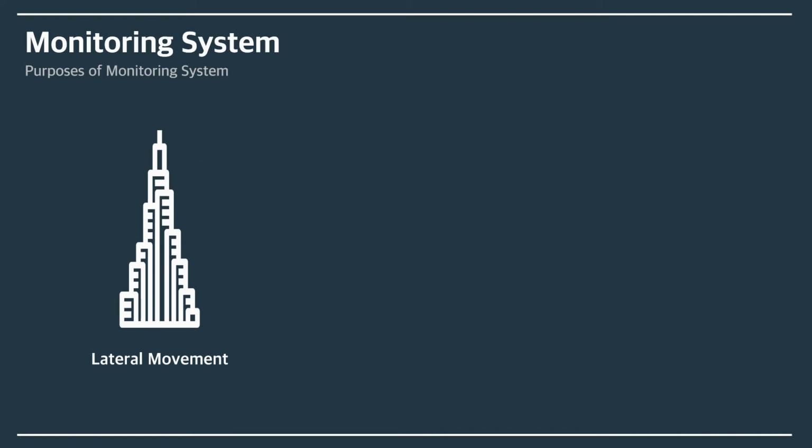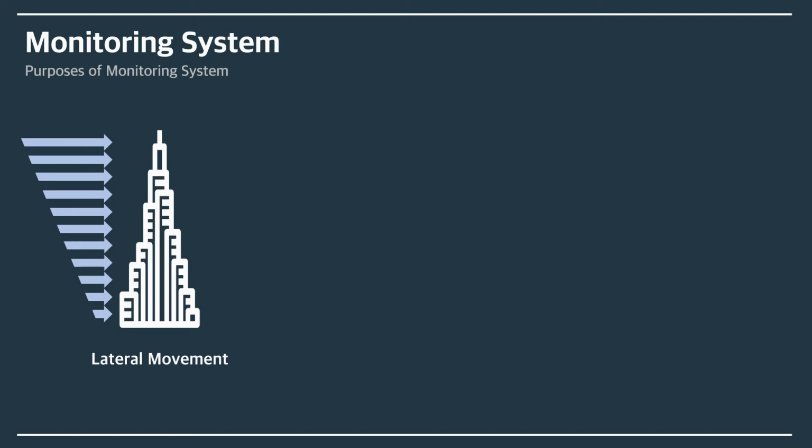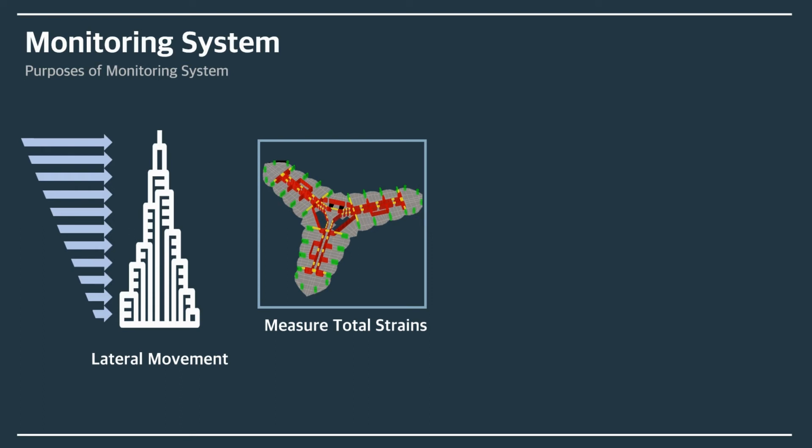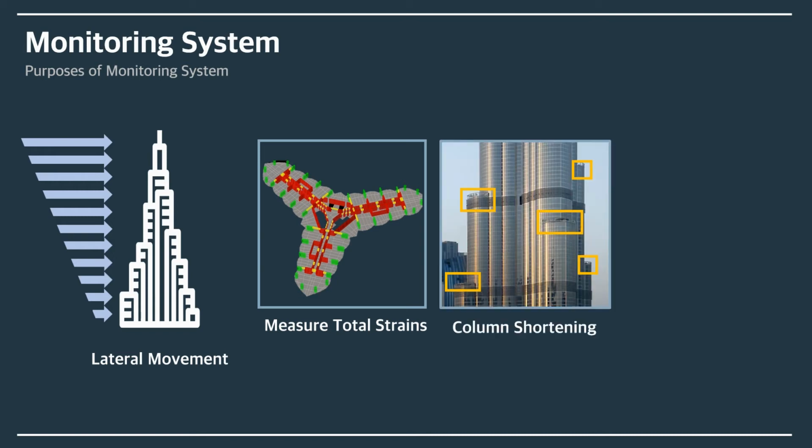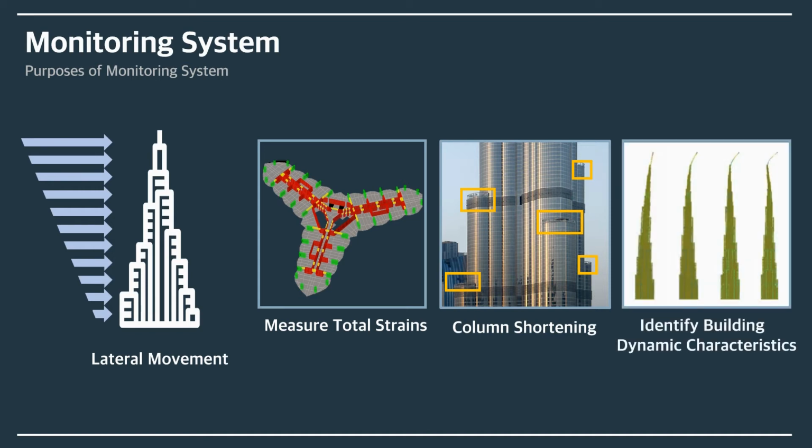The main purpose of the monitoring system with this function is measuring lateral movement. These are detailed examples about lateral movement. 1. Measuring the total strains and continuously measuring them so that they don't deviate from the design value. 2. Checking column shortening. 3. Ensuring stability by identifying dynamic characteristics, for example, frequency and damping, during construction, ultimately to ensure the stability of the building.